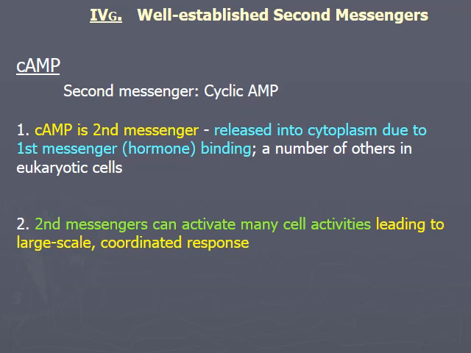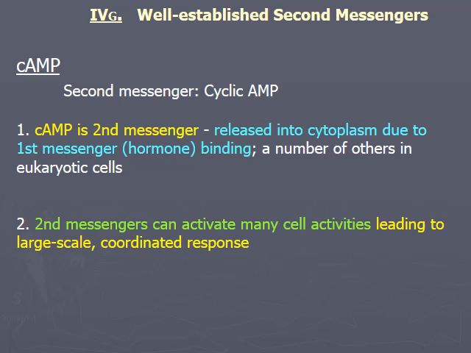Cyclic AMP is a second messenger. It's released into the cytoplasm in response to the first messenger binding to a receptor on the cell surface. There are a number of other second messengers in eukaryotic cells, among them calcium, diacylglycerol, inositol triphosphate, cyclic GMP. And second messengers as a class can activate many cell activities, leading to large-scale and coordinated responses.